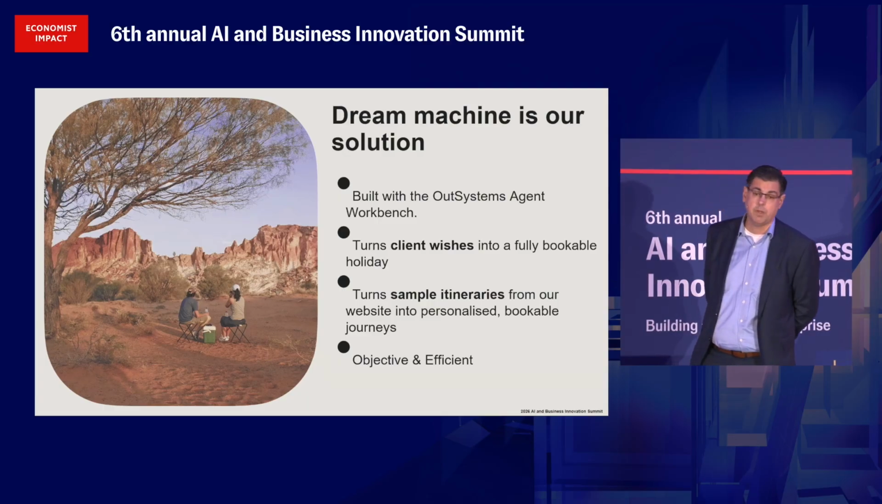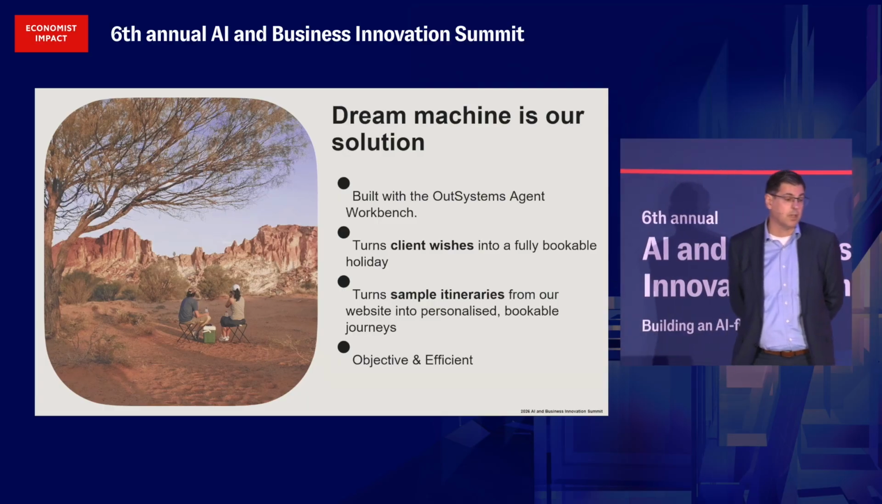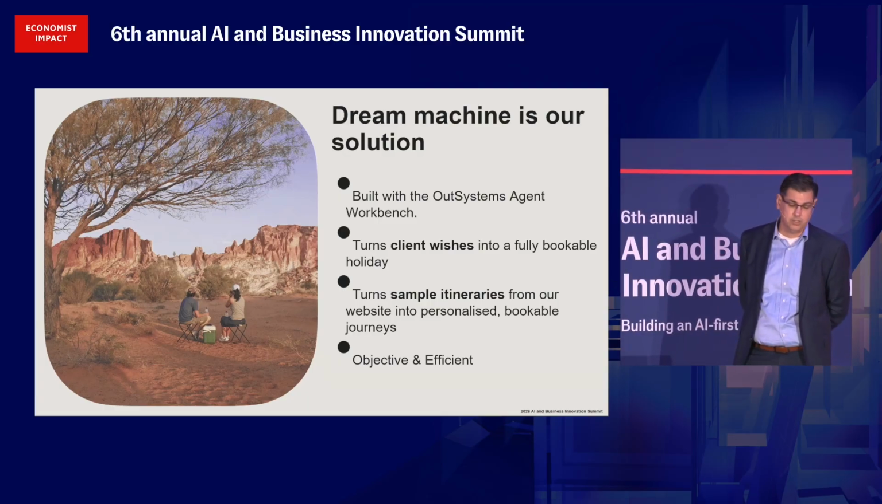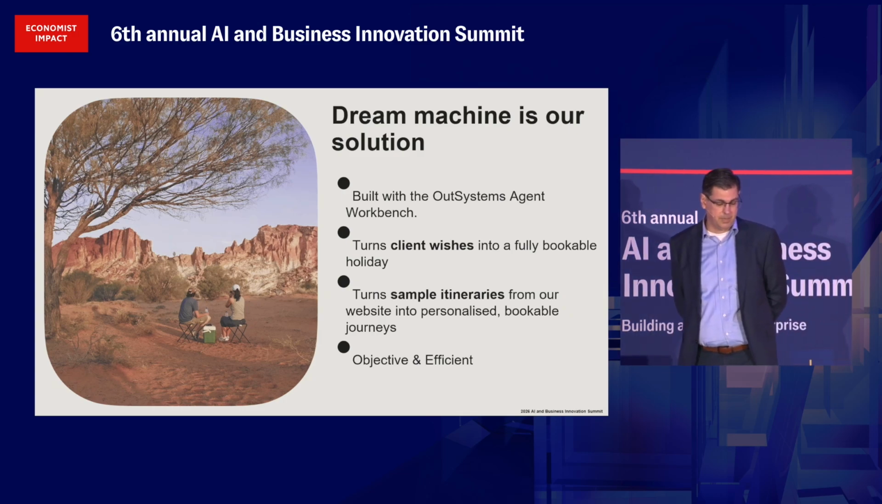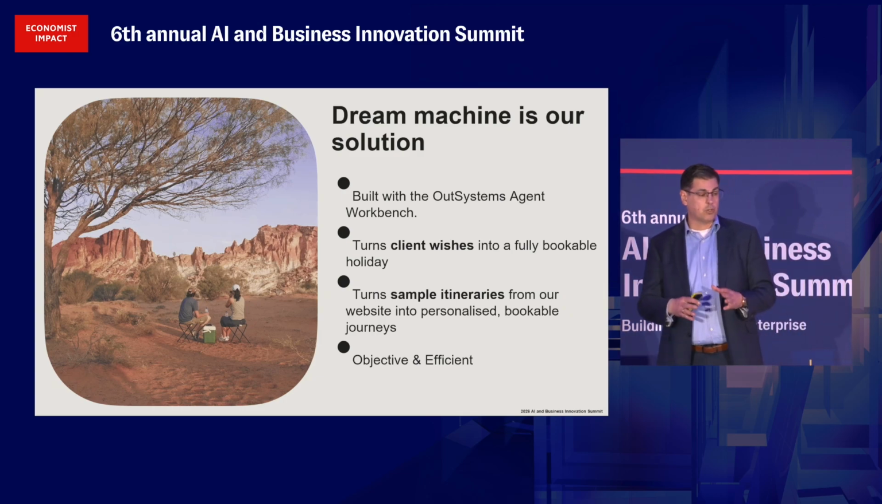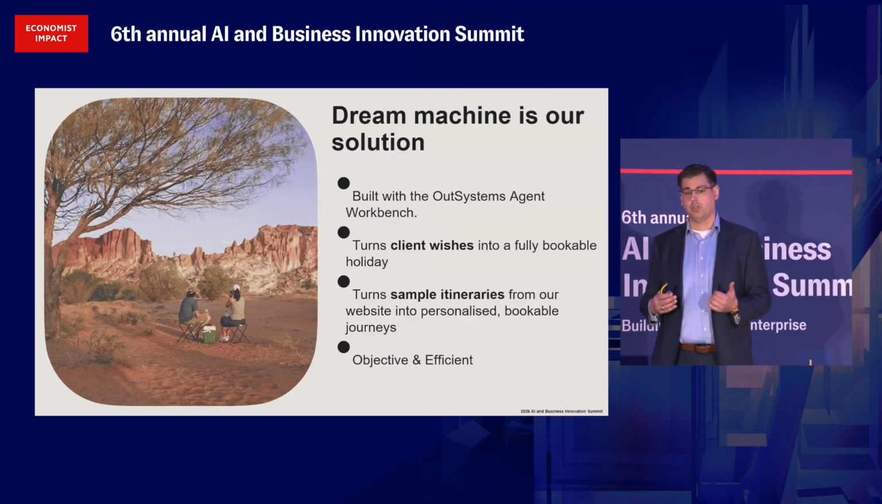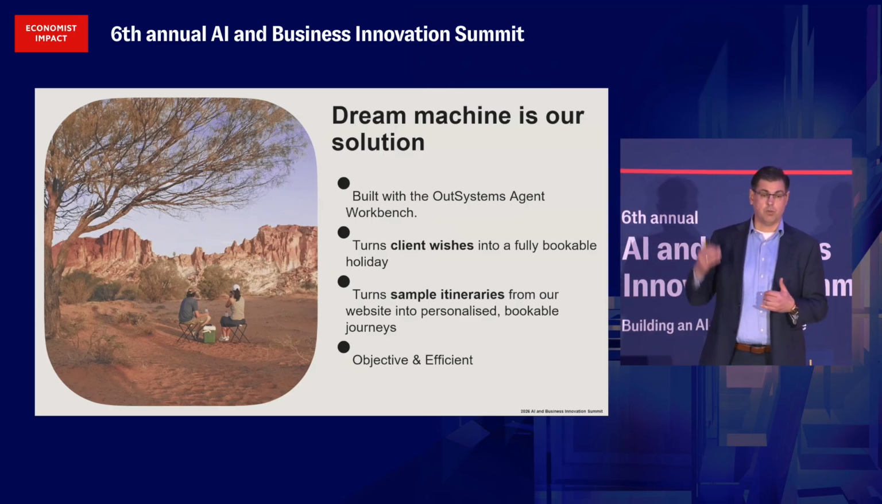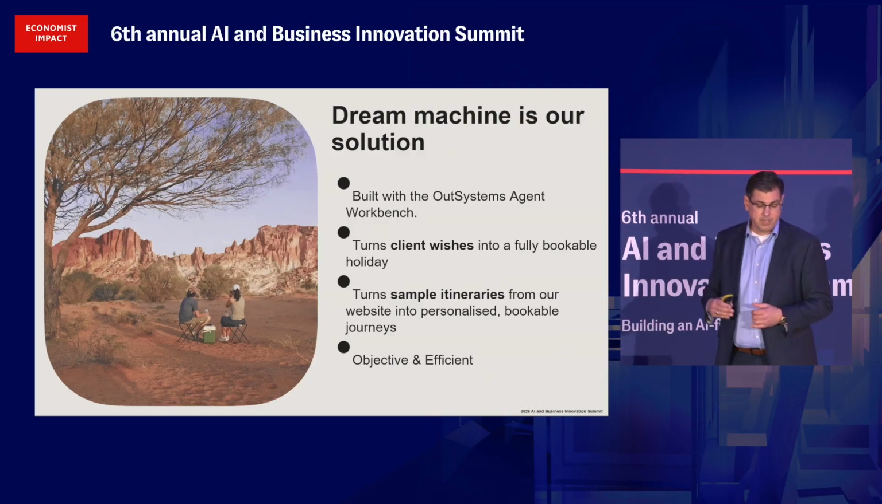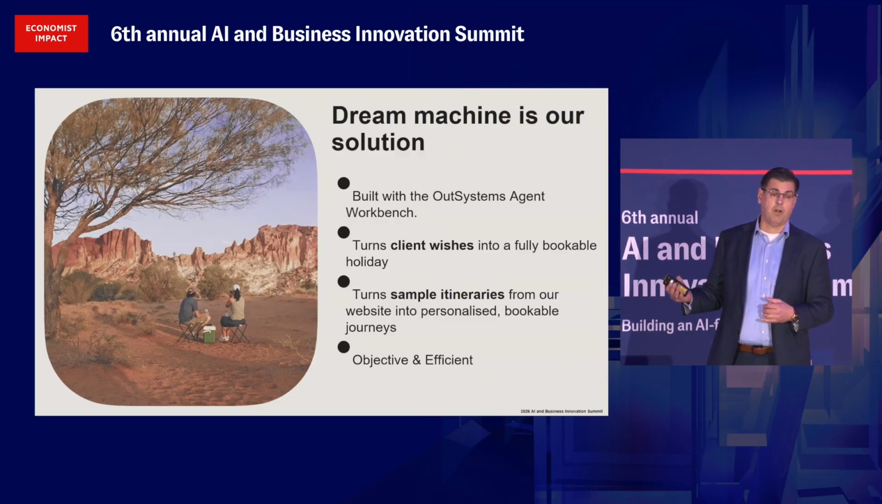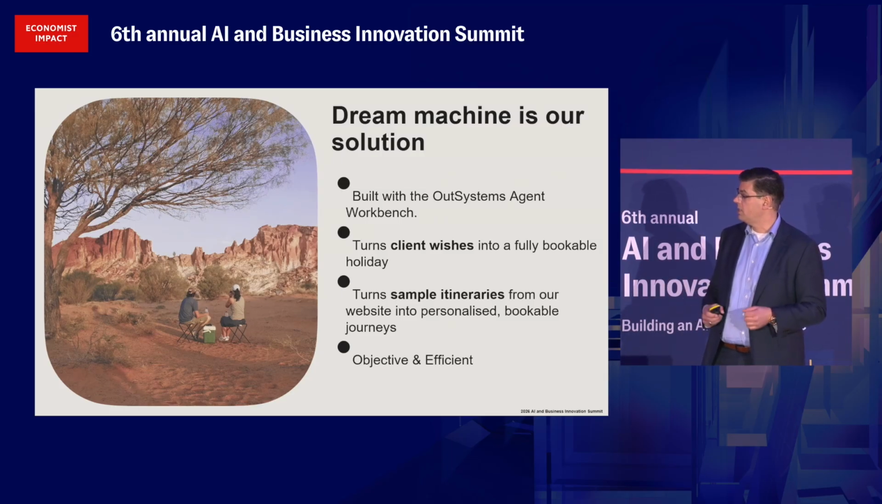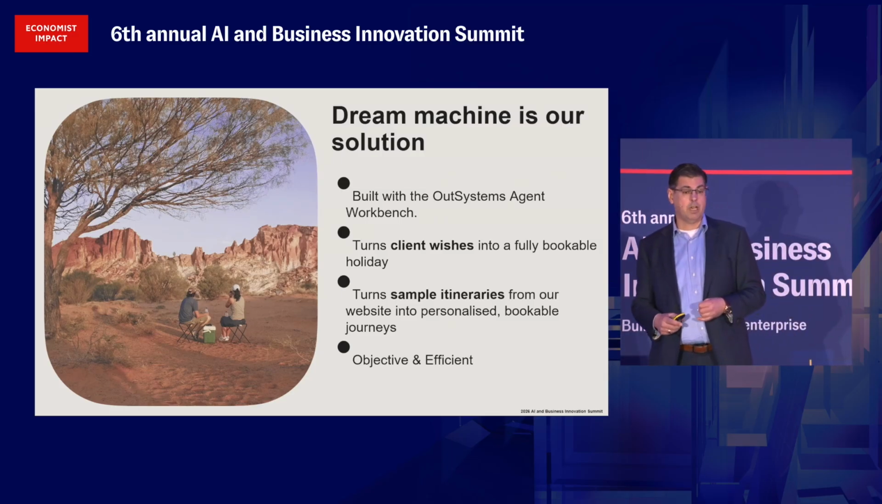We built the Dream Machine on top of OutSystems with OutSystems Agent Workbench. It's capable of converting those client wishes that we collect into a bookable holiday. And with this, we're changing the process. Normally a travel advisor would build up the itinerary line by line. But now the Dream Machine is making a draft itinerary. After this, the travel advisor is fully able to change the itinerary to their needs.